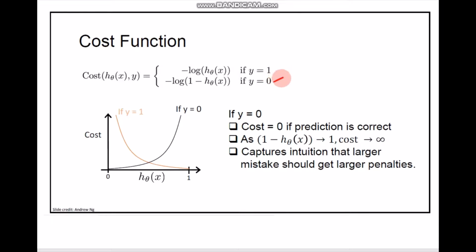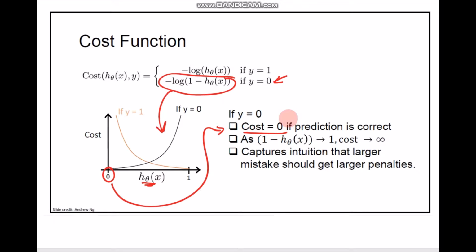Next, if y equal to 0, we will use this equation, and it is represented by this graph. If the value of h(x) is equal to 0, the cost will be equal to 0. And notice that if h(x) approaches 1, the cost will approach infinity. Therefore, it captures the intuition that larger mistakes should get larger penalties. So that's all from me. Thank you.